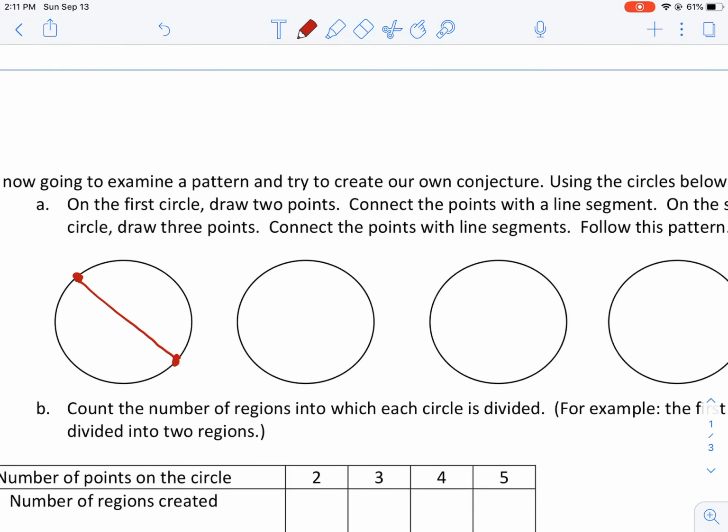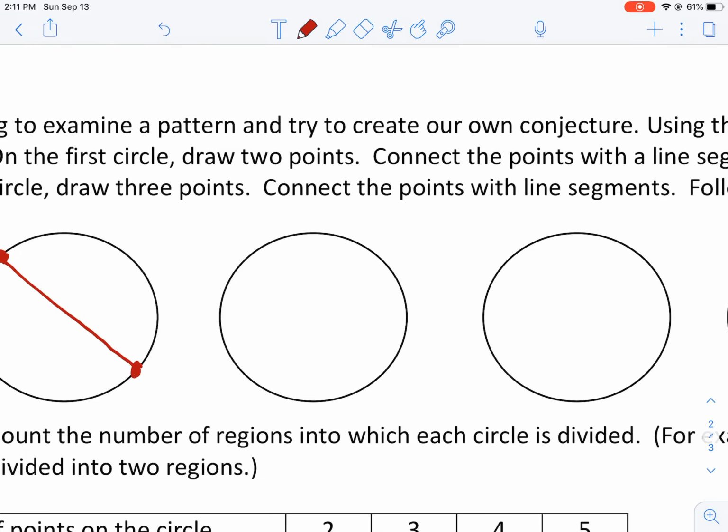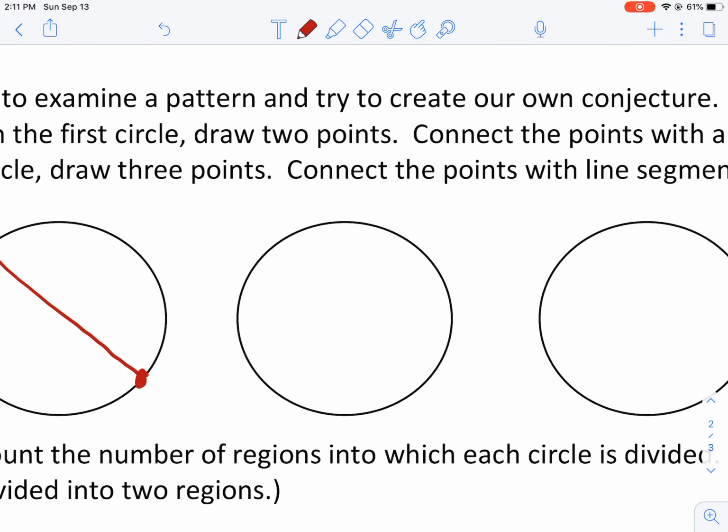Then it says on the second circle, draw 3 points. Connect the points with line segments. So now we're going to draw 3 points. And when it says connect the points, it means connect all the points. All right.